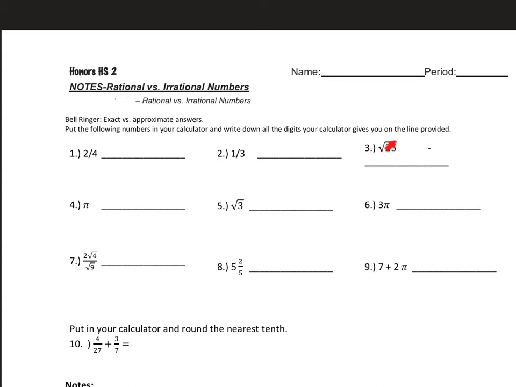A couple things. You need to know where the radical, this is called a radical, is in your calculator, and you also need to know where the pi key is. Because I don't want you to put in 3.14, I want you to actually use the pi key in your calculator. All right, go ahead and pause the video, do all of these, and then rejoin me when you're ready.